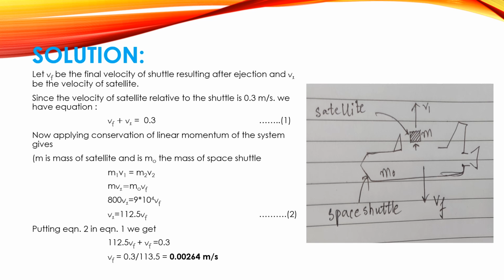Now putting this in the equation of relative velocity we got in equation 1, we get the final velocity as 0.00264 meter per second. Now we get to the second part of the question.